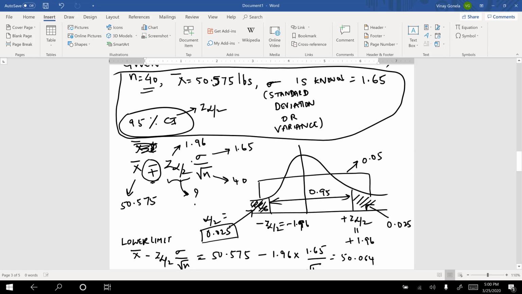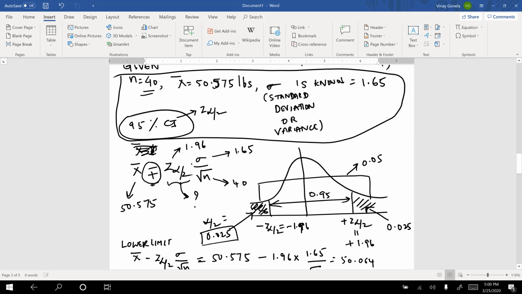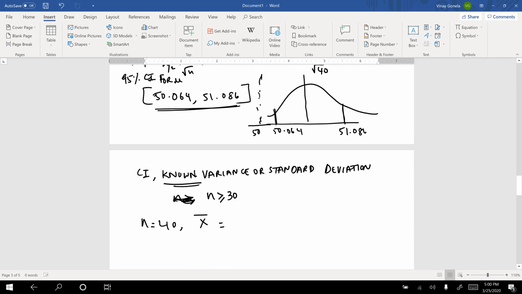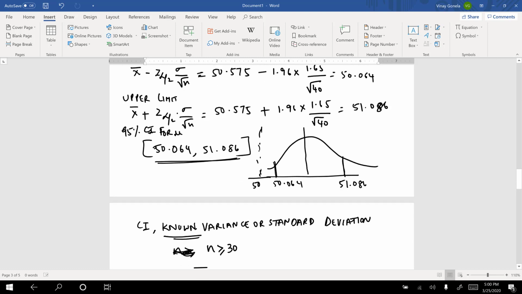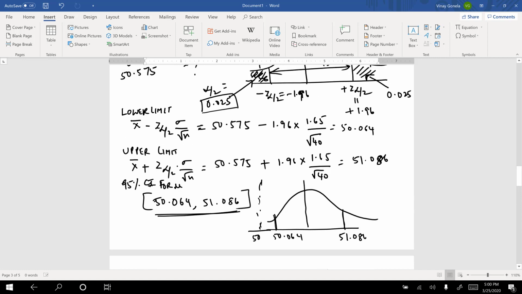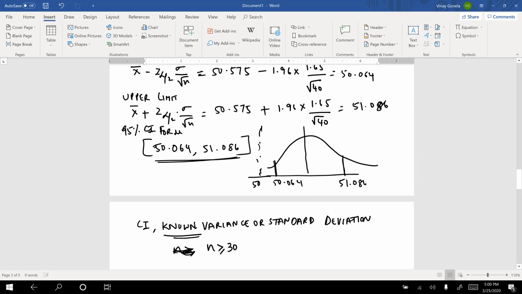So here we have again the given: n is equal to 40, x bar is 50.575, sigma is given as 1.65, and then 95% confidence interval.